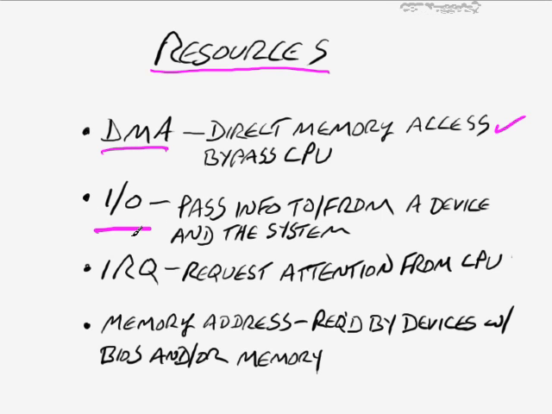Same thing is true of information that passes to and from a device in your computer to the rest of the system. It has to have kind of a designated space where it goes in and out of. And then you'll also have interrupt requests.